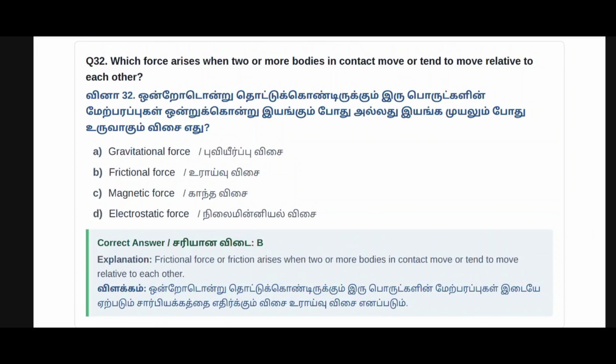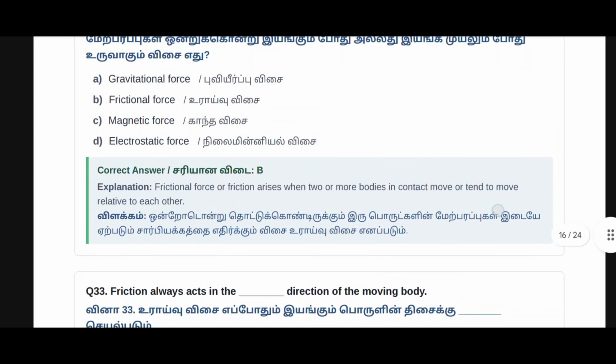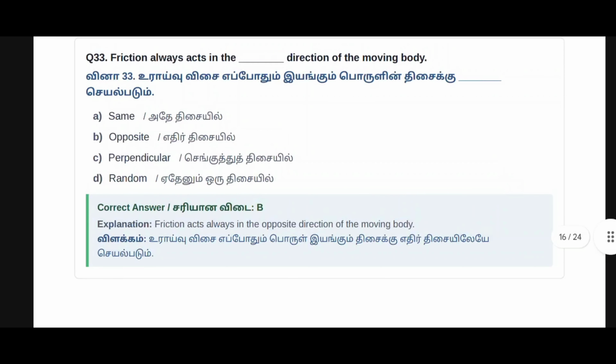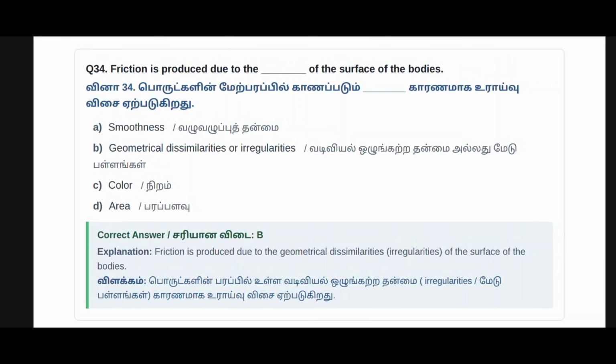Which force arises when two or more bodies in contact move or tend to move relative to each other? Option B, frictional force. Friction always acts in the dash direction of the moving body. Option B, opposite. Friction is produced due to the dash of the surface of the body. Option B, geometrical irregularities.